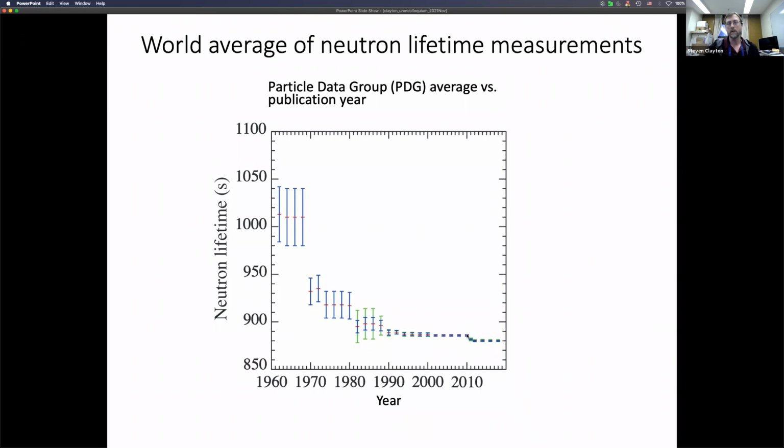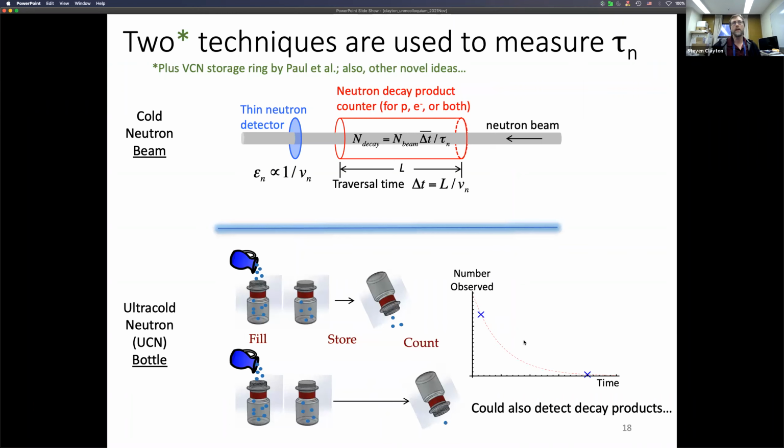However, I'll talk about this a little bit later. Eventually, it turns out that was correct, and then other measurements came in line with that. And now the new accepted value is around here. Okay, and there are basically two main techniques that are used to measure tau precisely in this modern era.